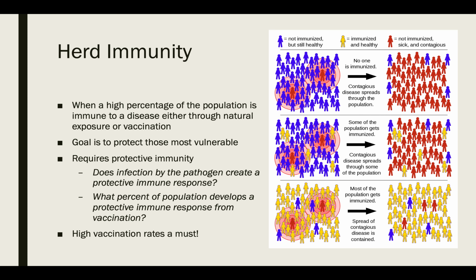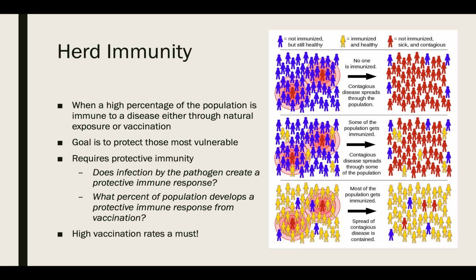Like with the flu vaccine, the effectiveness is debated. It could be as low as 50%. It could be as high as 75%. If only 50% of the population is getting a protective immune response from that vaccine, then more people need to be immunized to create herd immunity. I hope that makes sense. But in all cases of herd immunity through vaccination, high vaccination rates are a must.